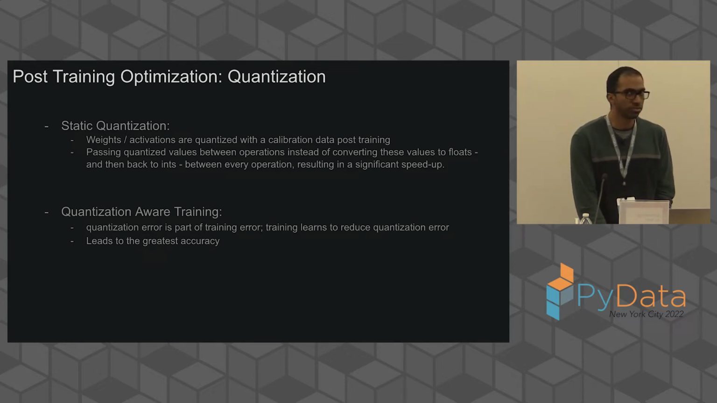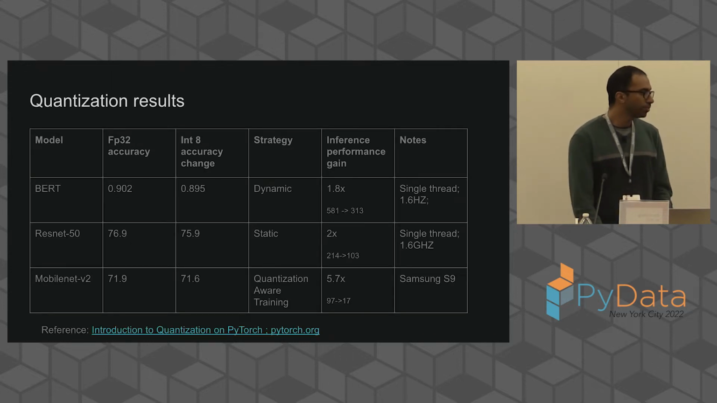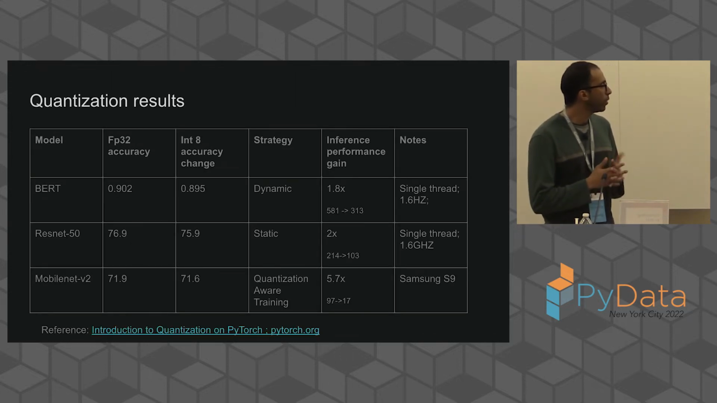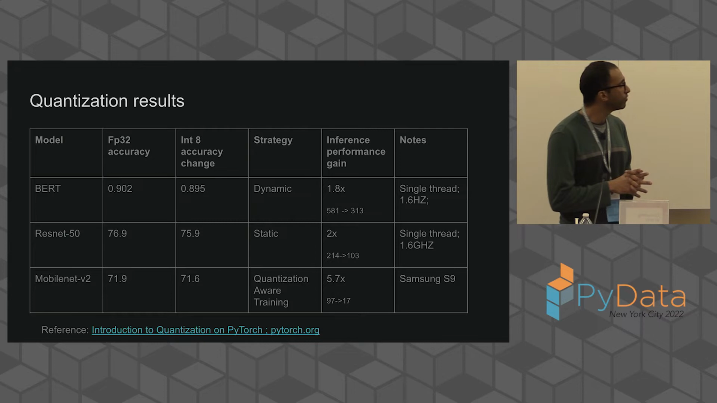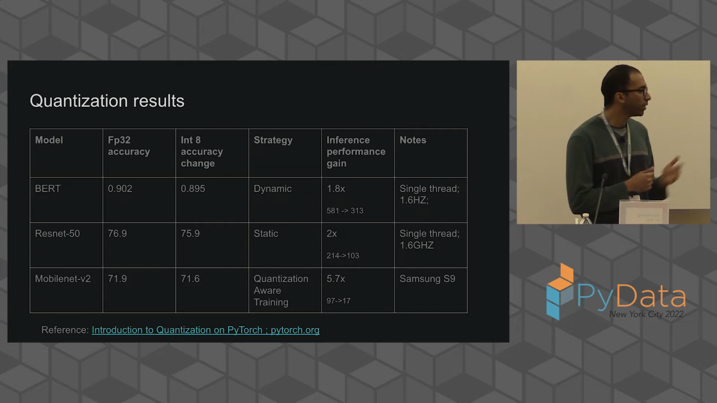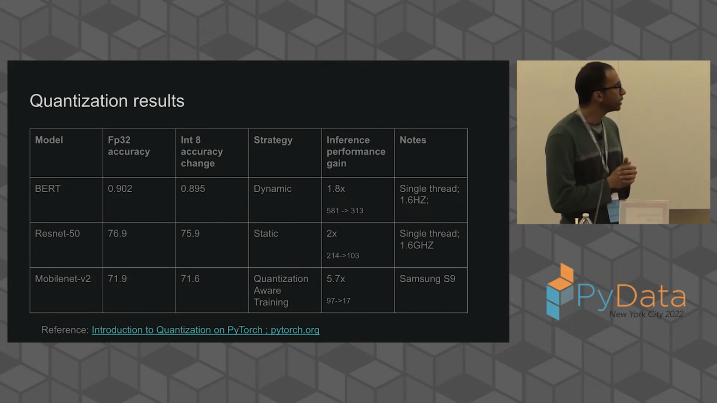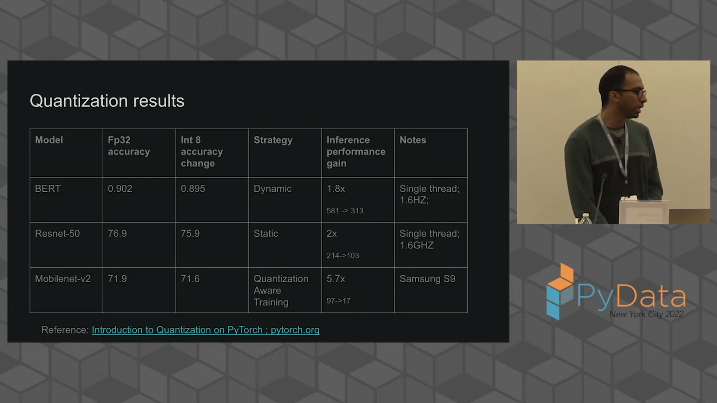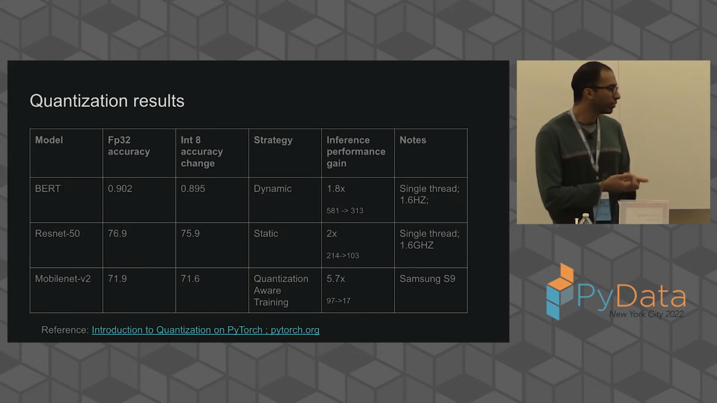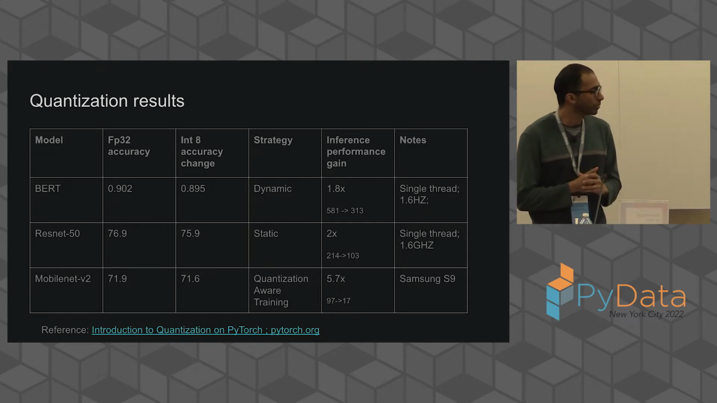Let's look at how the results look in practice. Three different types of models: BERT, ResNet, and MobileNet for image classification. The first column is the 32-bit accuracy. For BERT, let's just focus on that. We have about 90%. If you change it to int-based quantization for the linear layers, you get about 89%. So that's still good. But if you look at the inference performance, we have close to a 2x speedup. I think that's really great for such a minimal drop in accuracy.